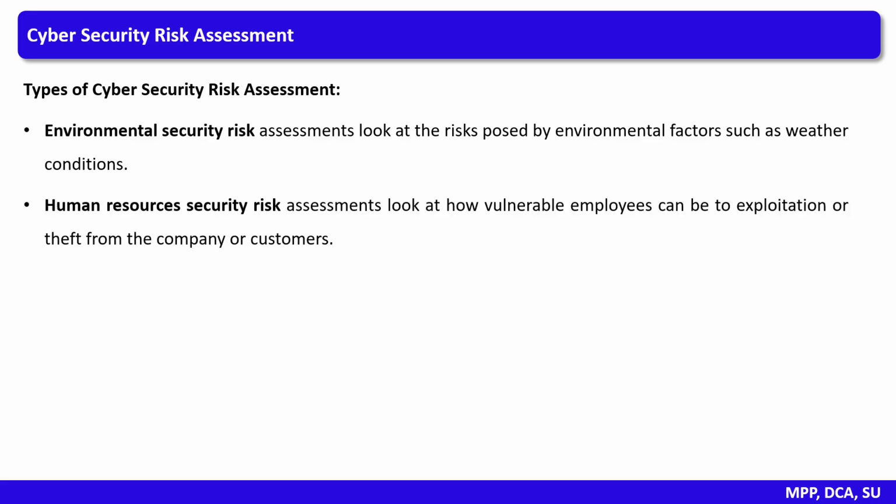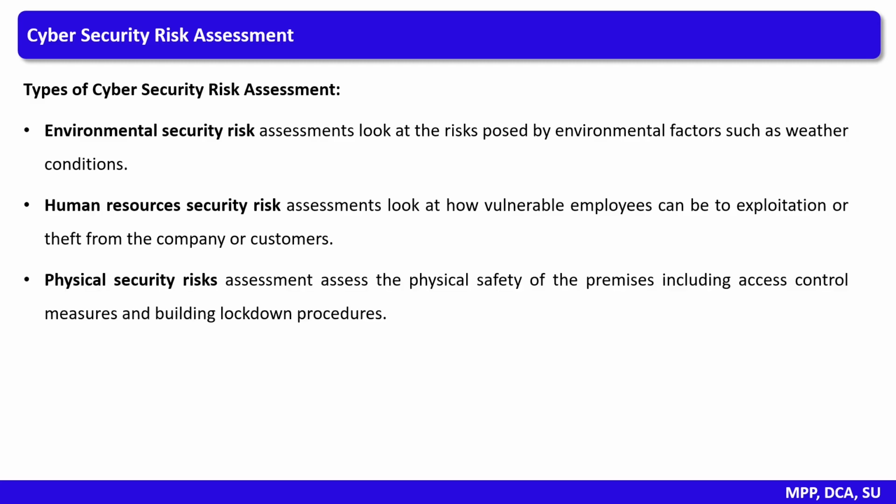Human resource security risk assessment. Human resource security risk assessment looks at how vulnerable employees can be to exploitation or theft from the company or customers. Physical security risk assessment. Physical security risk assessment assesses the physical safety of the premises, including access control measures and building lockdown procedures.